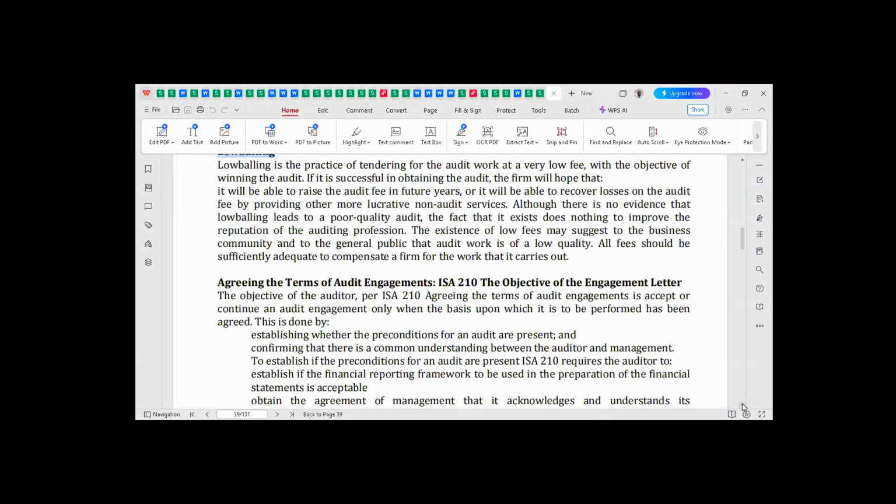So that is what low balling is. It is allowed, it's acceptable, it's not illegal. So don't think so. If in a question they ask you something like that, it is allowed. So there's no crime when you indulge in low balling.